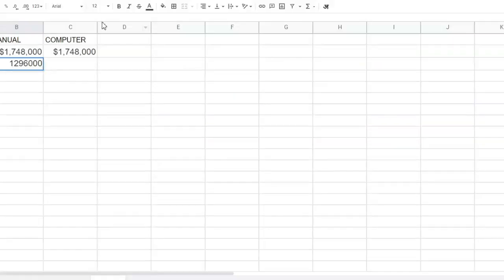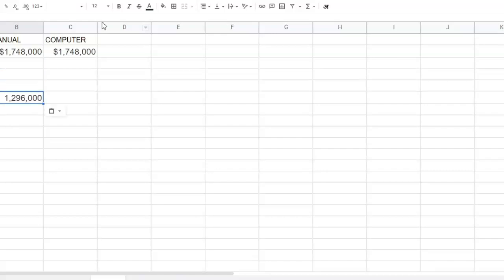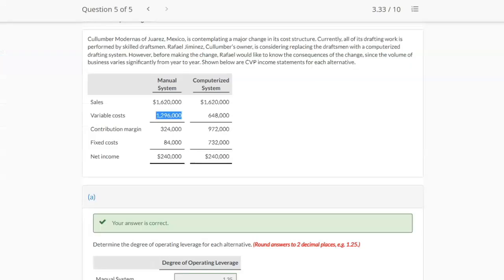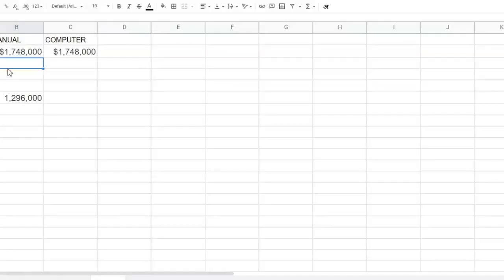What's the percentage? No, get that out of there. Just give me the percentage. Okay, variable cost as a percentage of? Go back to the problem. Variable cost as a percentage of sales. Wait a second. What is it? It's equal to this one divided by this one.